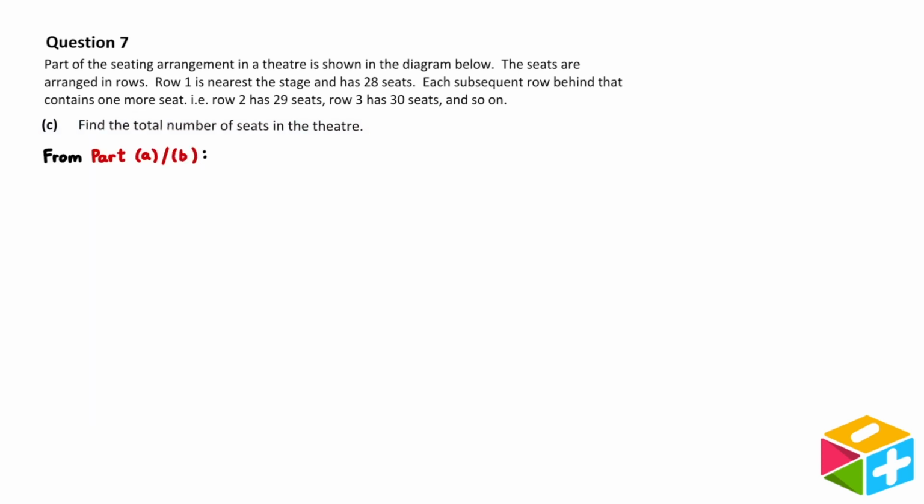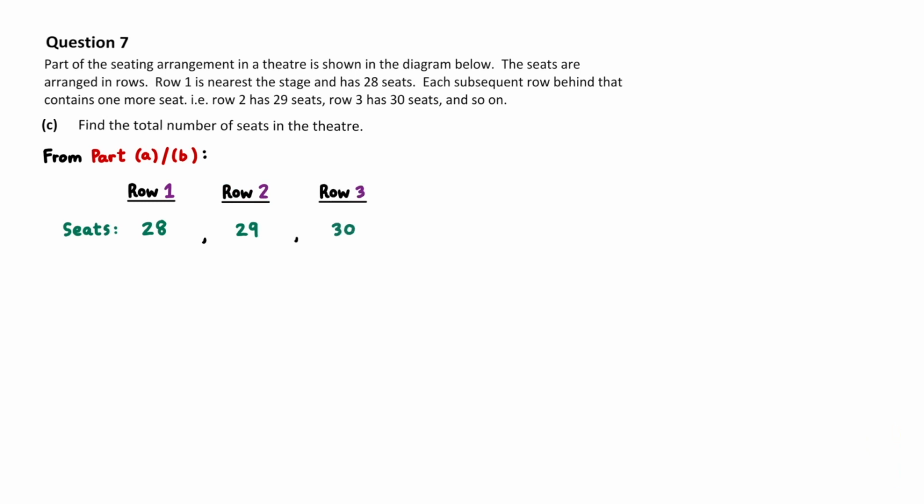In parts A and B we found the following. Row 1 had 28 seats, row 2 had 29 seats, and row 3 had 30 seats. This pattern continued all the way until the final row, row 23, which had 50 seats. To find the total number of seats, all we'd have to do is add up all these individual values.